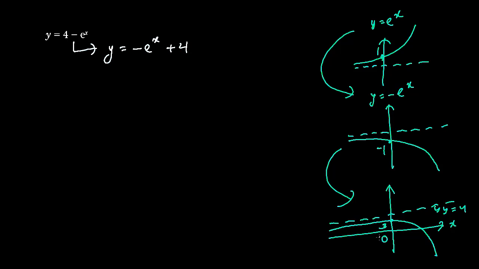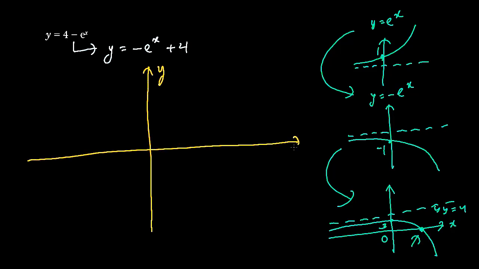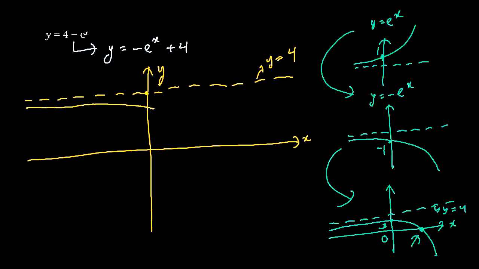And we also have to find where it cuts the x-axis. So let me sketch this fairly. So this is the y-axis, this is the x-axis, and this is y equals 4. And the shape minus e to the power x is below that. So this is the shape. So this is going to be 3, 4 minus 1 is 3.